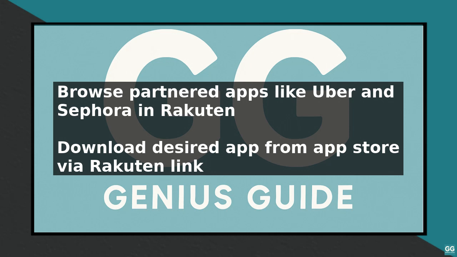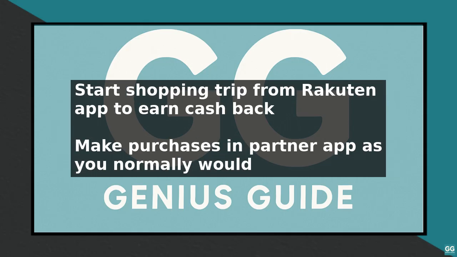The key thing to remember is to always start your shopping trip from the Rakuten app to ensure that you earn cash back on your purchases. Rakuten offers a range of cash back percentages depending on the partner app, so be sure to check the rates before you start shopping. You can also use the Rakuten app to track your earnings and cash out your rewards when you reach the minimum payout threshold.